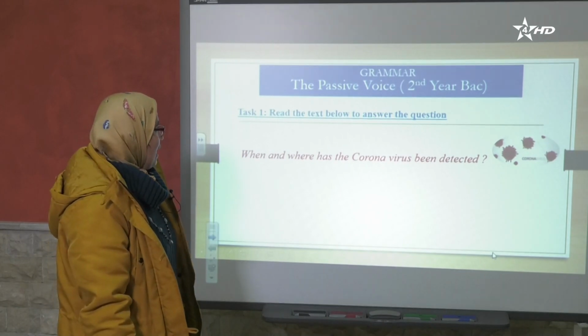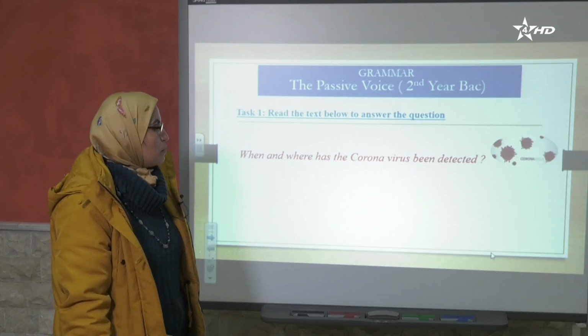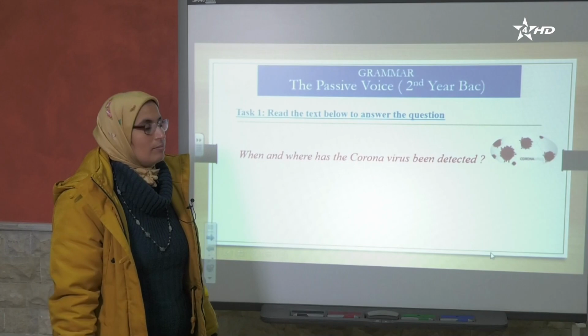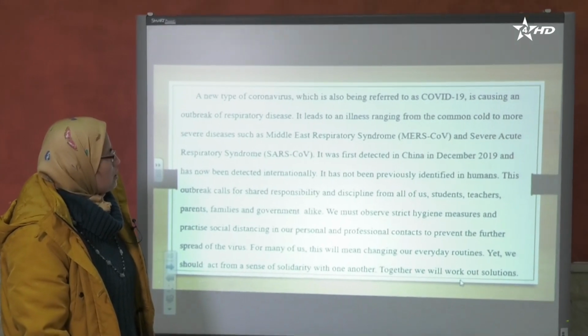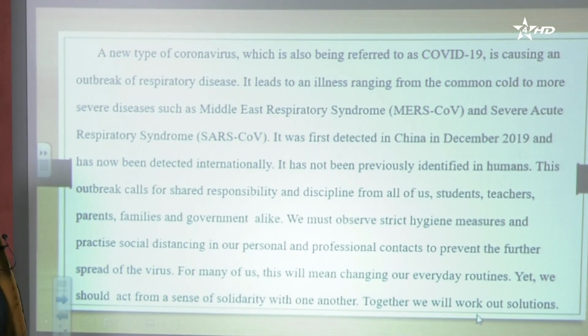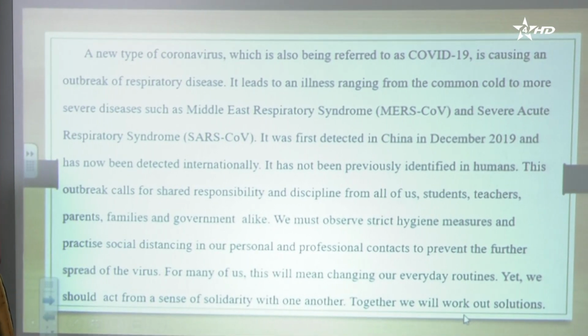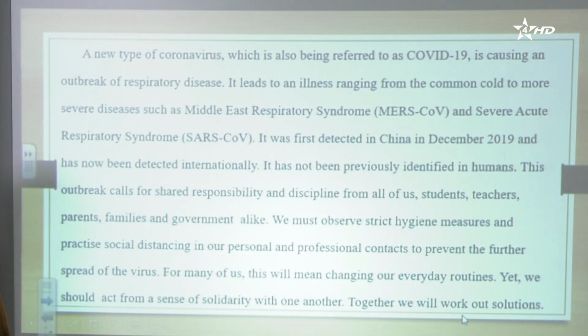Read the text below to answer the question. When and where has the coronavirus been detected? Let's go to the text. A new type of coronavirus, which is also being referred to as COVID-19, is causing an outbreak of respiratory disease. It leads to an illness ranging from the common cold to more severe diseases such as Middle East respiratory syndrome and severe acute respiratory syndrome. It was first detected in China in December 2019 and has now been detected internationally. It has not been previously identified in humans.